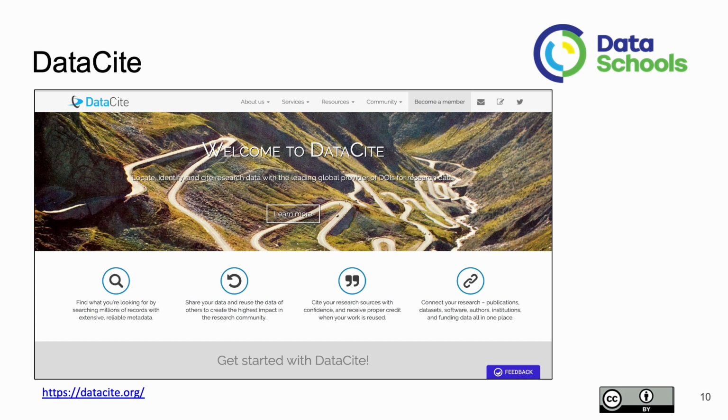DataCite is the international organization that provides digital object identifiers for data. So those are persistent identifiers for the data sets. You're welcome to go and have a look at that link there as well.